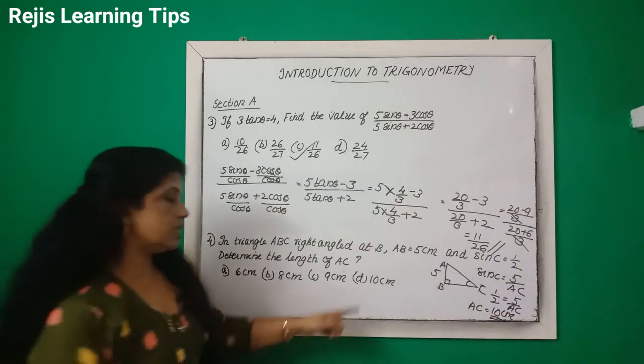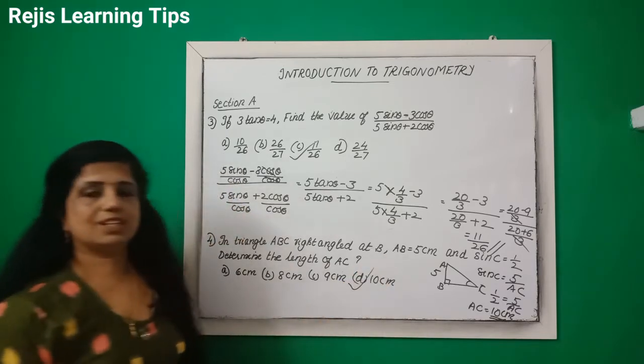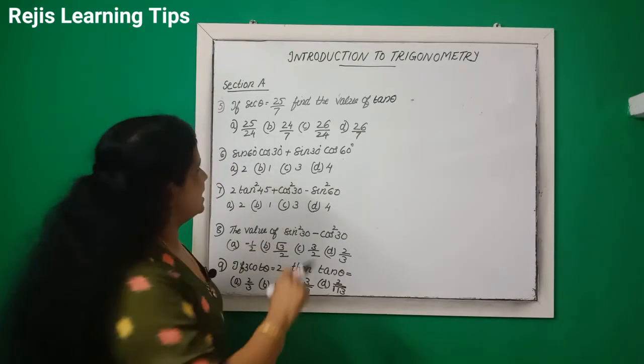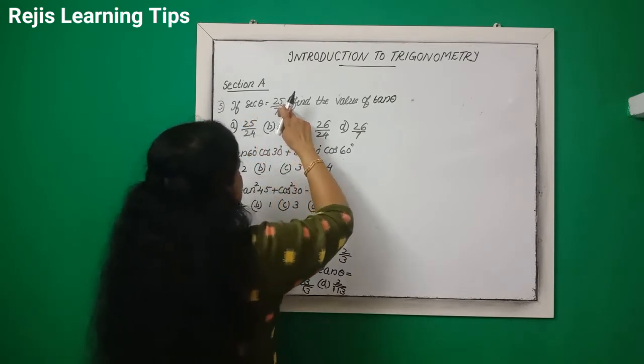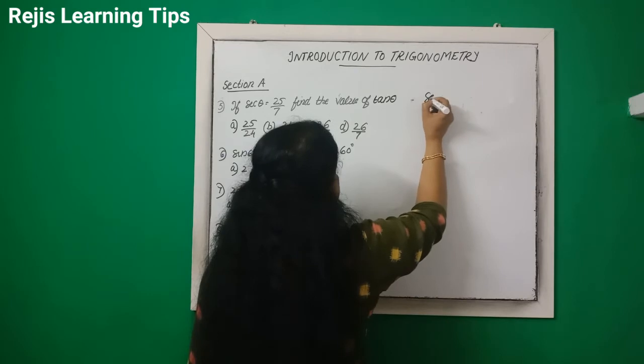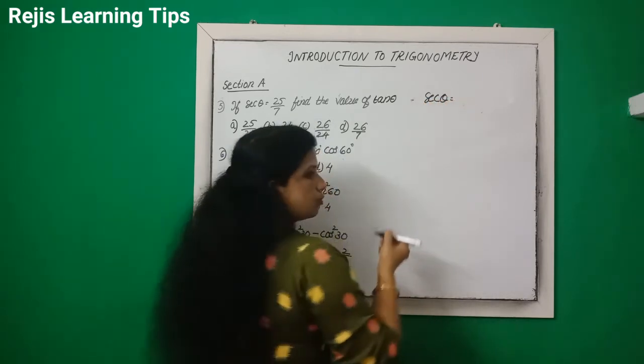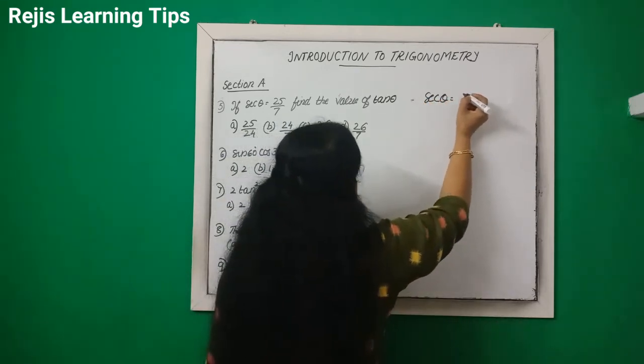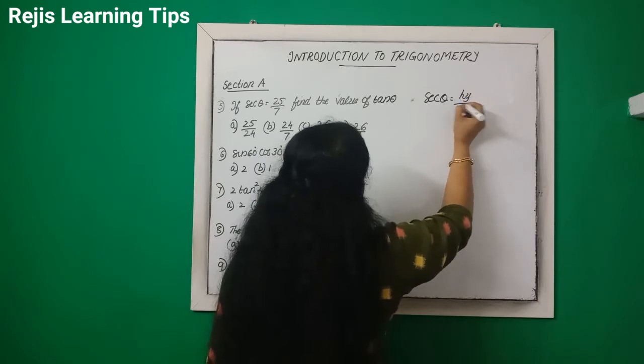So, our option is D, 10 centimeter. Okay, then next, fifth question. If sec theta is equal to 25 by 7, find the value of tan theta. Sec theta means the reciprocal of cos theta, that means hypotenuse by adjacent side.